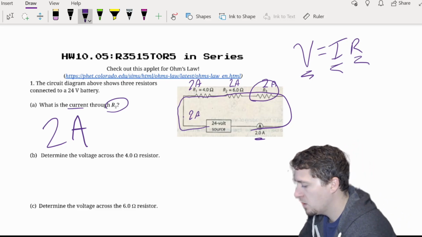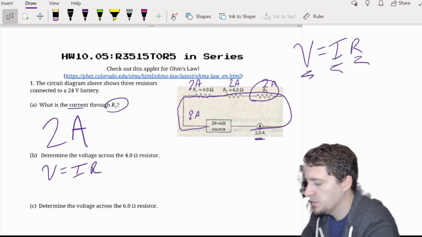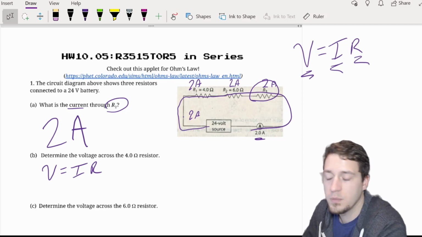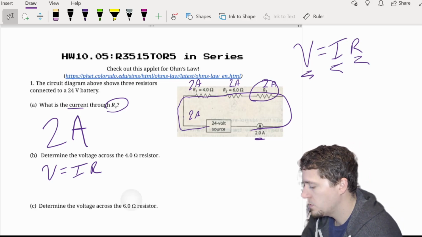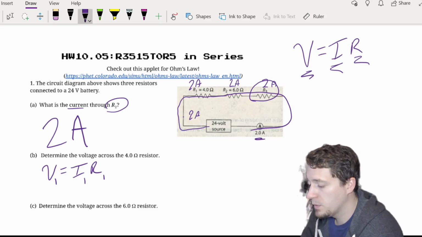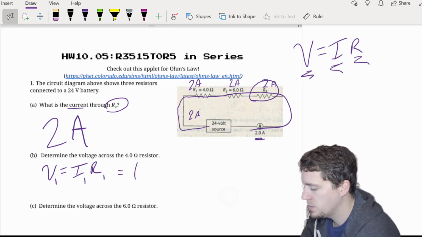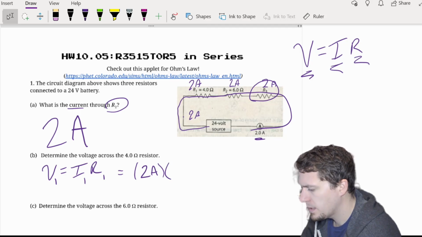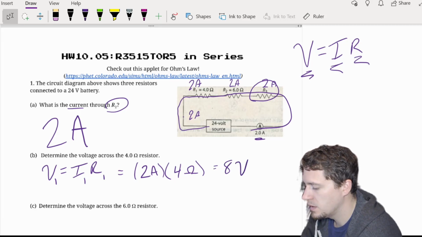So if I look for voltage, voltage is current times resistance, Ohm's law. The one thing I like about Ohm's law is that subscripts matter. If we're looking at the 4 ohm resistor, that's R1, so this is going to be V1, I1, and R1. V1 is what I want, and I1, well, how much current did we just say was at that resistor? We said that was actually 2 amps. And we know that the resistance of that is 4 ohms. 2 times 4, so that means this is 8 volts.